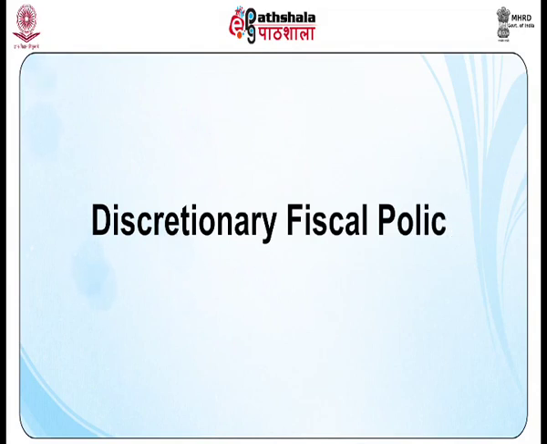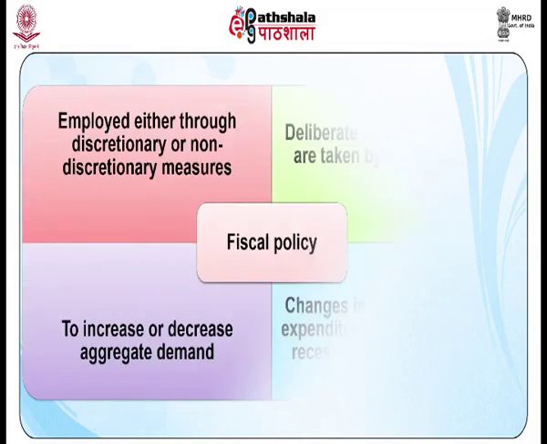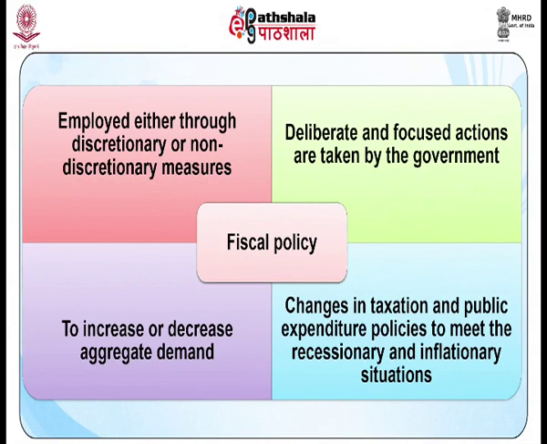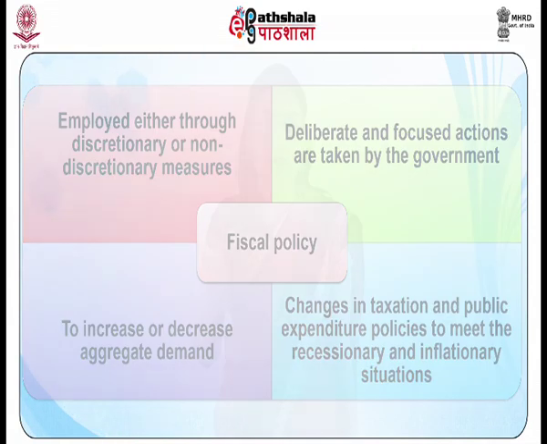First is discretionary fiscal policy. Fiscal policy can be employed either through discretionary or non-discretionary measures. The discretionary elements of fiscal policy are deliberate and focused actions taken by the government to increase or decrease the aggregate demand. The policy may involve changes in taxation and public expenditure policies to meet the recessionary and inflationary situations.